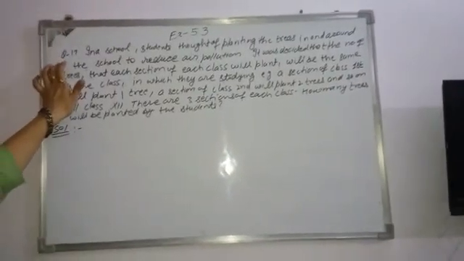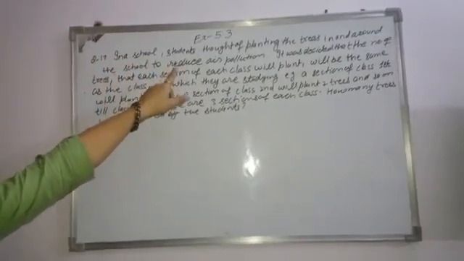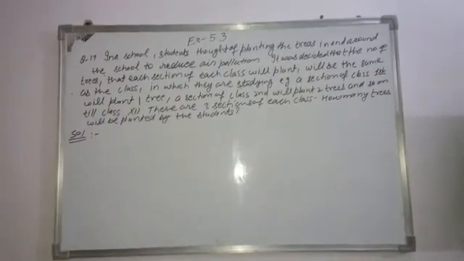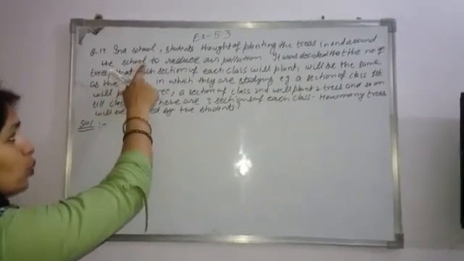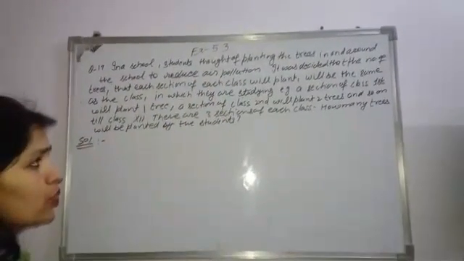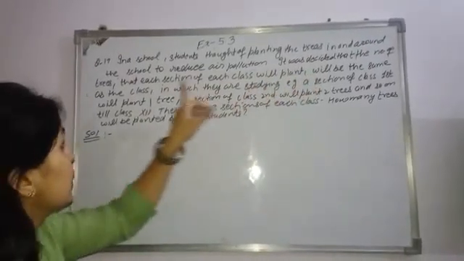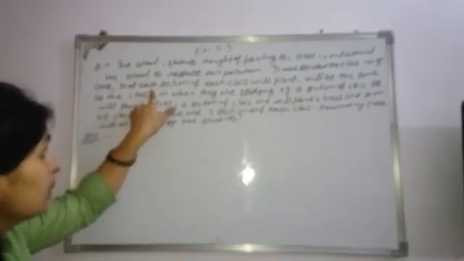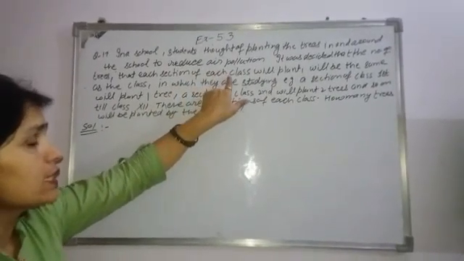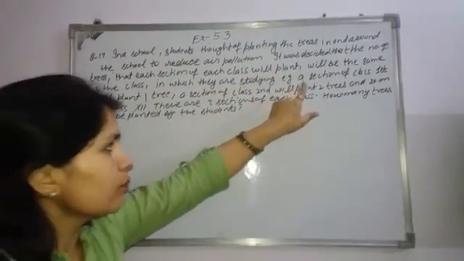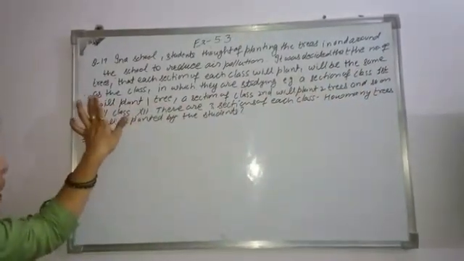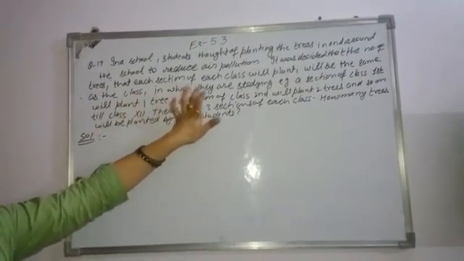Question number 17. In a school, students thought of planting trees in and around the school to reduce air pollution. It was decided that the number of trees that each section of each class will plant will be the same as the class in which they are studying.